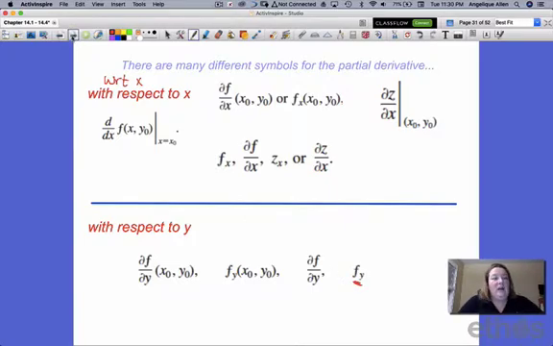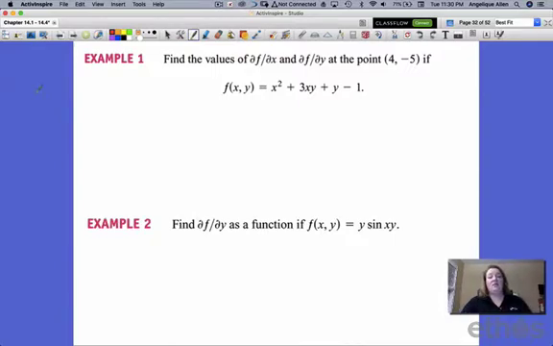Okay, so moving on, we're going to just take some partial derivatives as practice now. So find the values of the partial derivative of f with respect to x. That's how I read that phrase. The partial derivative of f with respect to x, and the partial derivative of f with respect to y at the point 4, -5. So I'm going to find df dx and evaluate it at 4, -5.